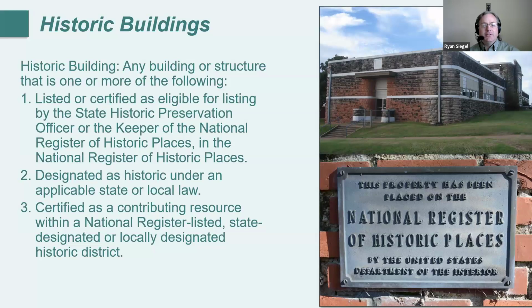For the IECC, a historic building is listed or certified as eligible for listing by the state historic preservation officer or the keeper of the National Register of Historic Places. So again, this is listed or certified as eligible. Not just eligible, but you have to get the certification letter as eligible for it. Also could be designated as historic or certified as a contributing resource within a National Register listed or state designated historic district.